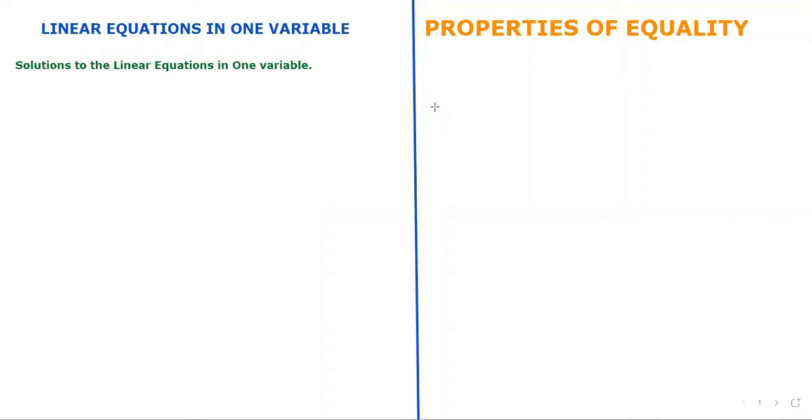Okay, so students, remember we are still looking at linear equations in one variable. And we looked at the solutions to the linear equations in one variable already. Now, for instance, we looked at an equation like 7 plus x is equal to 13.